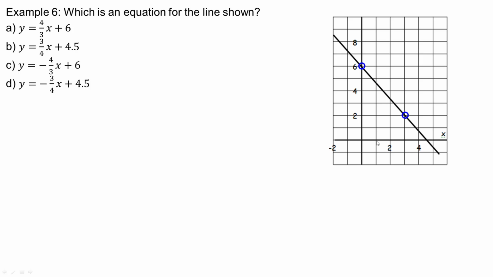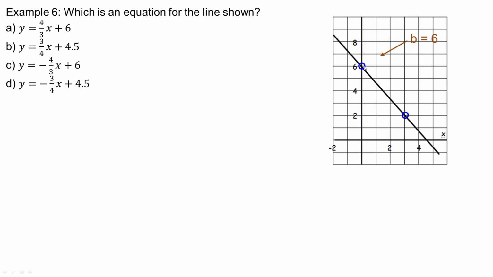Okay, so the scale is 1 here. That looks like maybe 0.7 or something like that, but you're estimating. So that's not a good point. This point here, we're very certain that it's the point (0, 6). This point here, the line goes through it exactly, so that's the point (3, 2). From the origin you go over 3 and up 2, so that's (3, 2). We're going to use those points to find the rate of change.